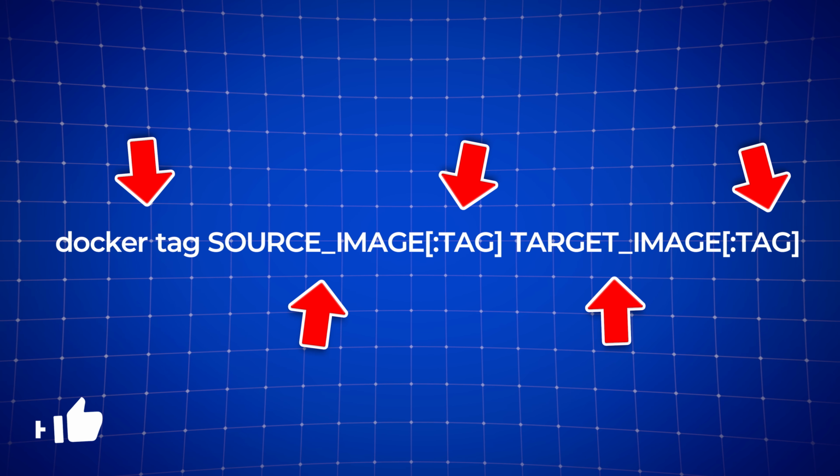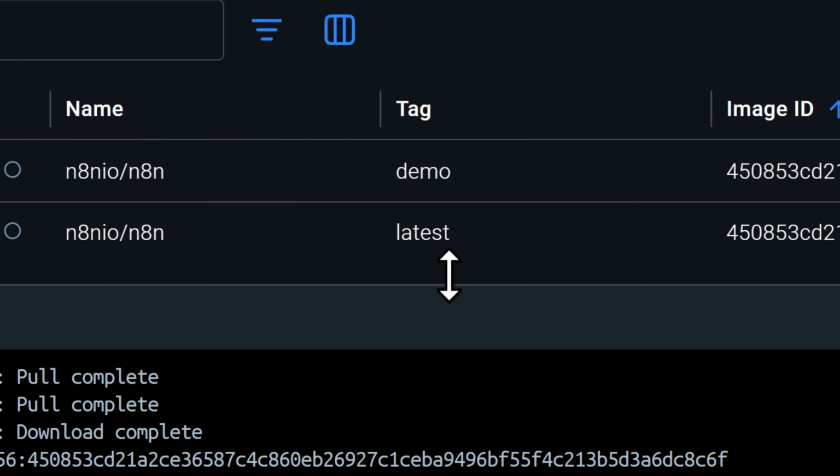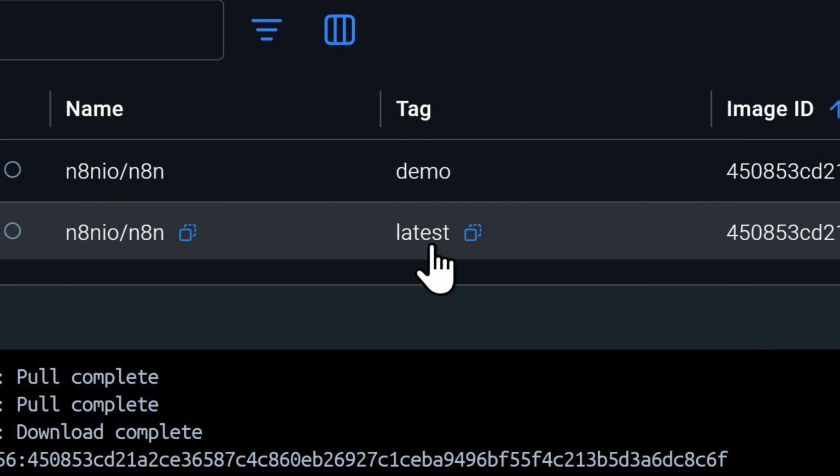Think of it as giving the same file two different file names. The image stays on disk only once. Both tags reference the same image. A tag is just a label, and you can have as many tags as you want on one image.